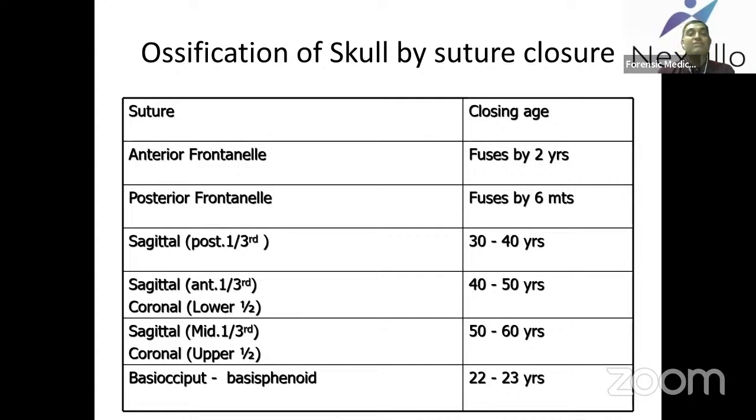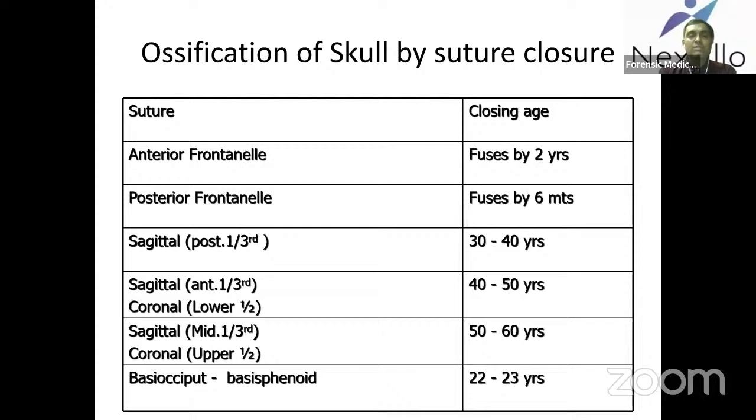And this is our ossification of the skull by the sutures, which is also very important for adult or old age people. Anterior frontinale fuses by 2 years, posterior frontinale fuses by 6 months. Sagittal suture, posterior 1/3, closing age is around 30 to 40 years. Sagittal suture anterior 1/3 is 40 to 50 years, and coronal lower half is around 40 to 50 years, the same. Sagittal middle 1/3 and coronal upper half is 50 to 60 years of closing age, and basi-occiput and basi-sphenoid closing age is around 22 to 23 years of age.